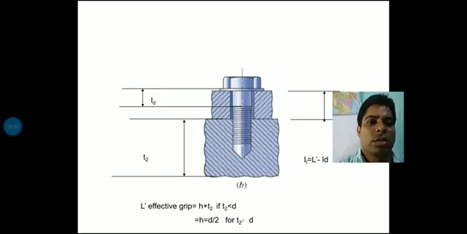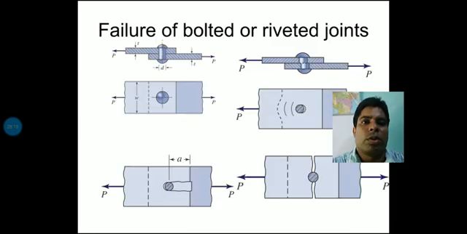That is the conclusion part of the power screw. So in the next classes we can discuss the next topic. That topic may be bolted joints, or maybe riveted joints, design of riveted joints.